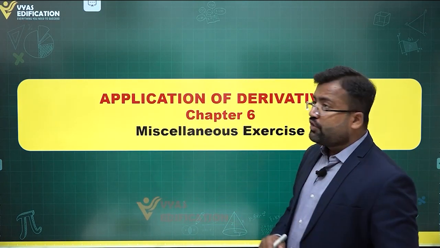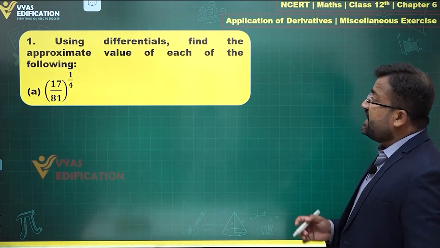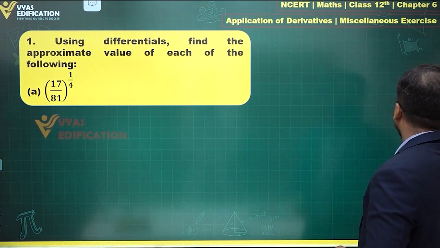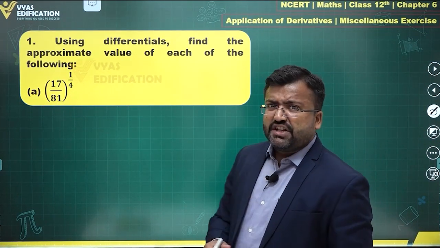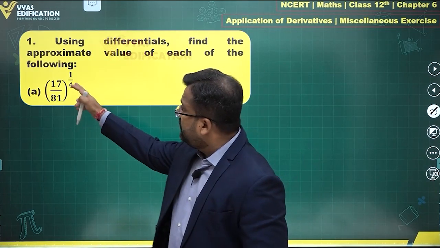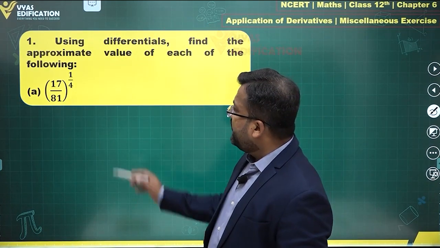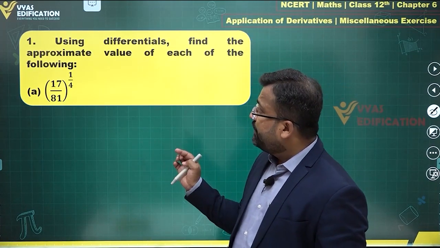So we'll begin with the first question of application of derivatives over here. The first question says, using differentials, find the approximate value of each of the following. And how are we dealing with this? If you use differentials, do we know any fourth power of this number, 17 upon 81, or anything close to this? So 81 power 1 by 4 is very simple, right? This is 3. What is 17 power 1 by 4?